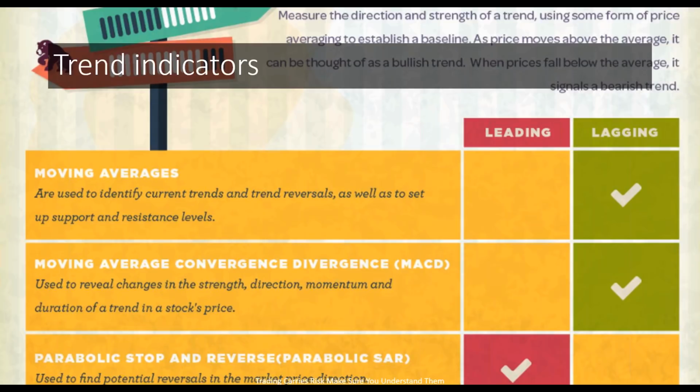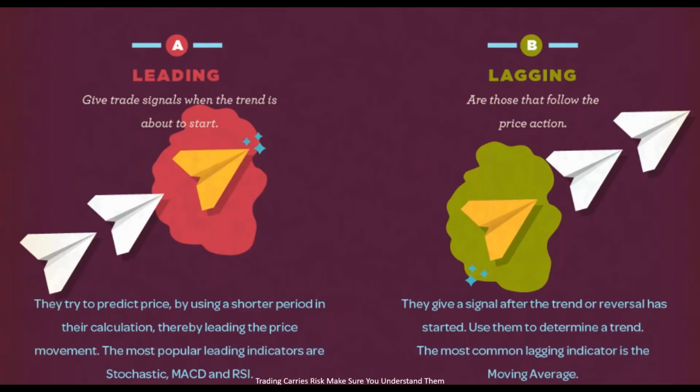Then we have MACD, which is also a very important trend indicator, and it reveals the strength, the direction, and the momentum, as well as the duration of the trend. And it's a lagging indicator. Now we have parabolic stop and reverse, which is a very complex indicator, but it's one of the few leading indicators. So remember, leading gives trade signals when the trend is about to start, whereas lagging indicators follow the price action. They give a signal after the trend or the reversal has started. Use them to determine a trend. The most common lagging indicator is the moving average.